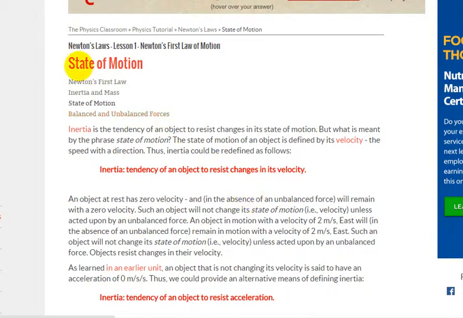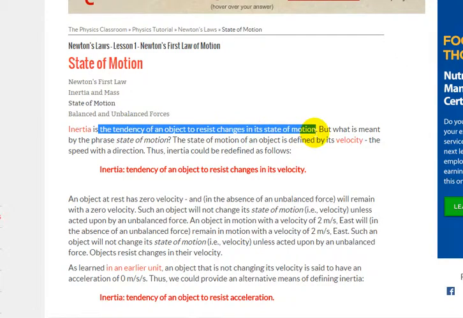The first page is referred to as state of motion, and we look at Newton's first law, inertia of mass, state of motion, and balanced and unbalanced forces, which is what the assignment deals with. Inertia is the tendency of an object to resist a change in its state of motion. If something is at rest, it's going to stay at rest. If something is moving at a constant speed, then it should keep going at a constant speed unless something interferes with it.